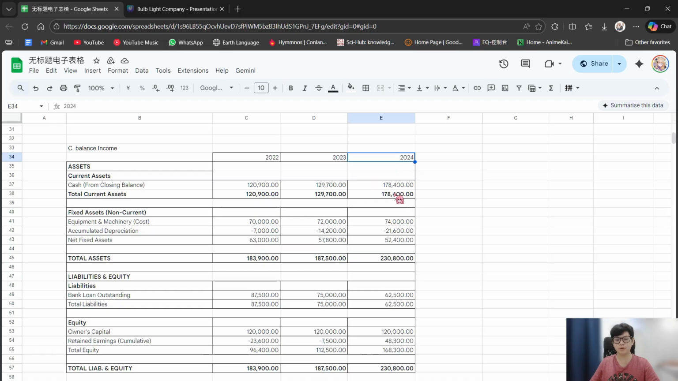In 2024, we have a significant growth in our current assets and also our total assets. Our bank loans are also decreasing, and now our earning is positive. So in 2024, our company is regaining the profits, and our total equity is greatly increased.